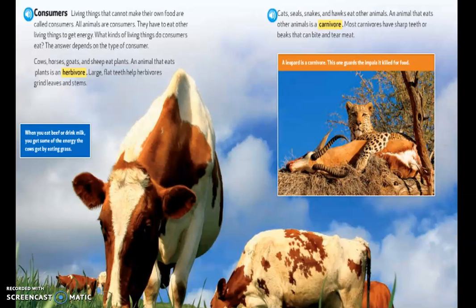Carnivore. Large fat. Hey, hold on. Let's say that. Say that again. Herbivore. Herbivore. Large flat teeth help herbivores grind leaves and stems. We're not at carnivores yet.